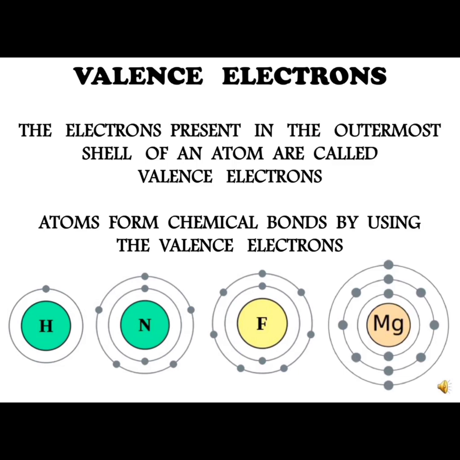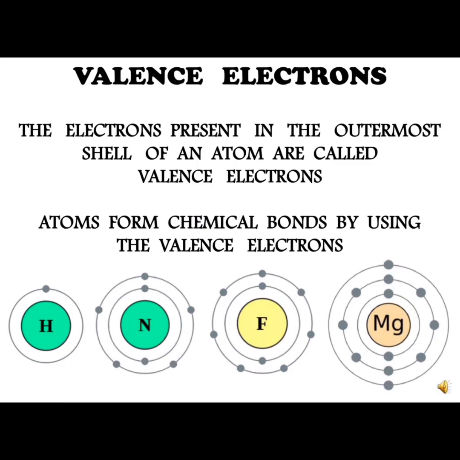Next, we look at valence electrons. What is the meaning of valency, or what is the meaning of valence electrons? The electrons present in the outermost shell of an atom are called valence electrons. If you look at the diagrams given, there are 4 atoms: first hydrogen, second nitrogen, third fluorine, and fourth magnesium.